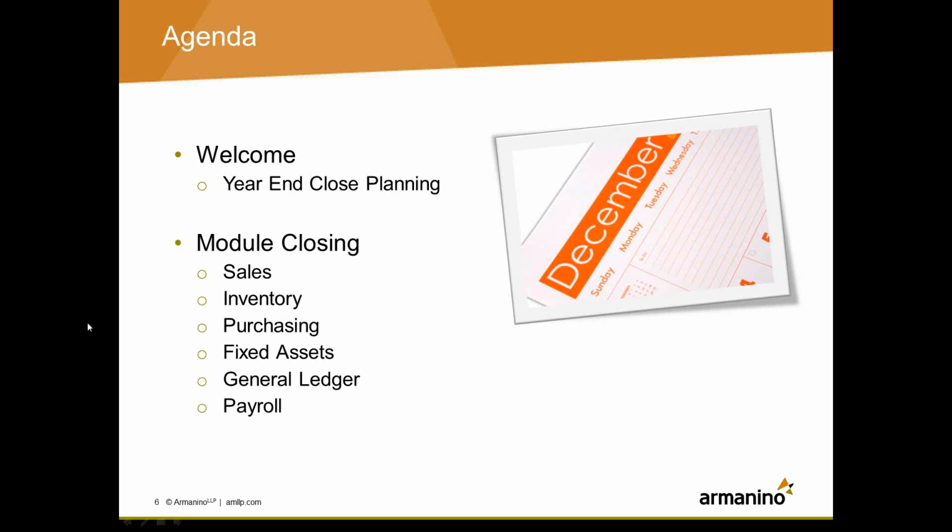Welcome to the Year-End Close Planning webinar. We're going to go over the closing of the modules in the order that they should be closed, and that is sales, inventory, purchasing, fixed assets, general ledger, and we put payroll at the end because that has some unique and very specific timing requirements, and we'll be discussing that in detail as we go through that. So it's important that you go through the closing in this order. That ensures that each module has all of the transactions posted before you close those modules.